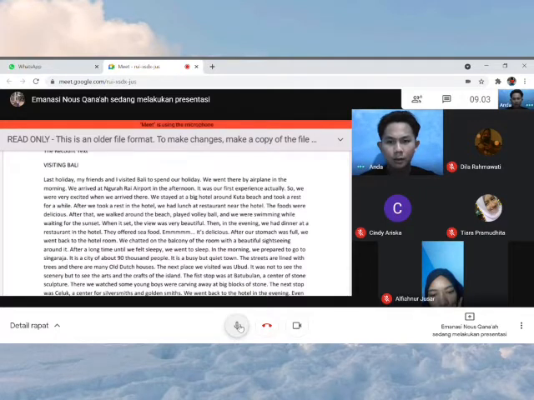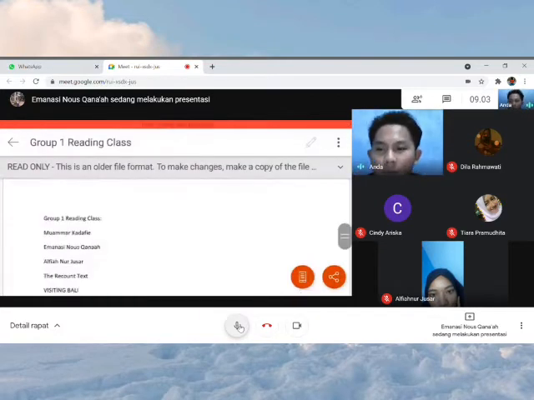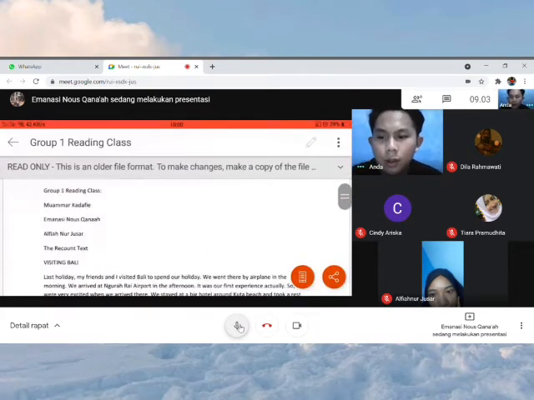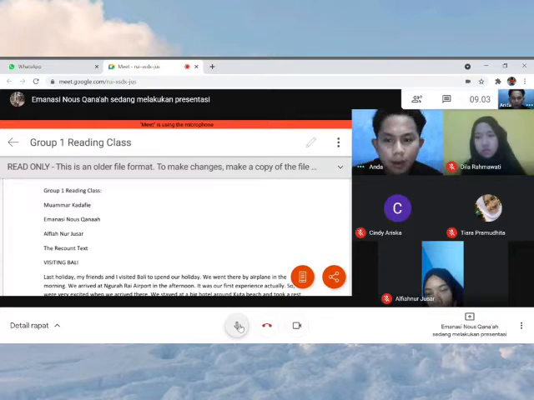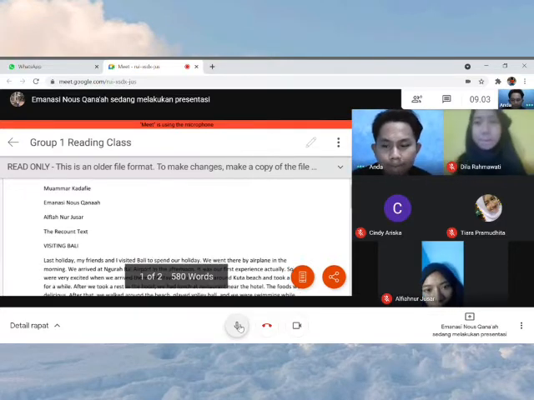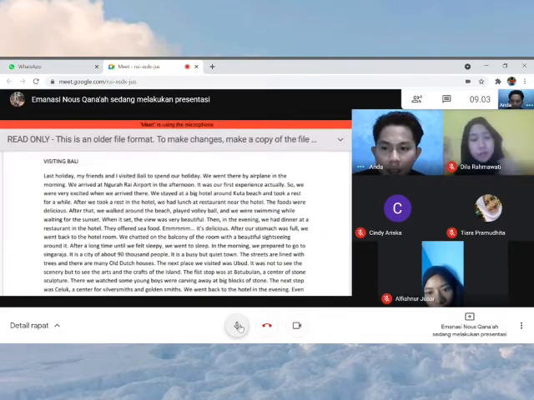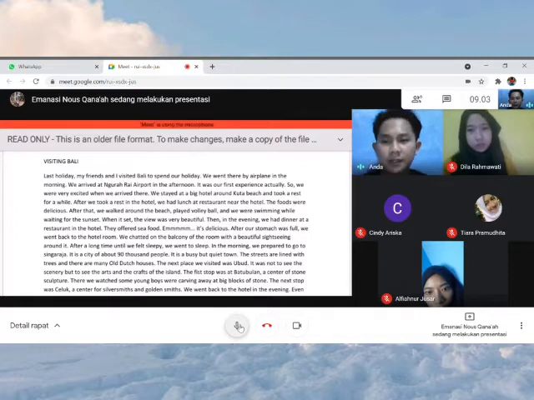Okay, assalamualaikum warahmatullahi wabarakatuh. We are from Group 1. We will present the recount text under the title Visiting Bali. Last holiday, my friends and I visited Bali to spend our holiday. We went there by airplane in the morning. We arrived at Ngurah Rai Airport in the afternoon. It was our first experience actually, so we were very excited when we arrived there.